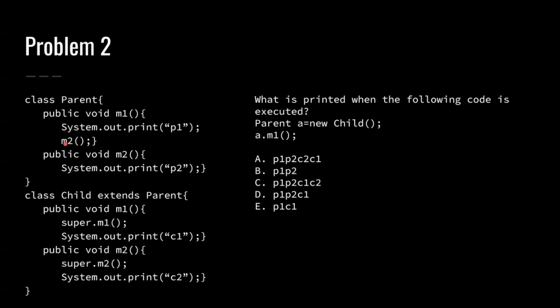All right, but anyway, we run M2, so we come to here, and this code right here says super.m2. So we come here and we print out P2. All right, and now this has finished. So therefore we can continue to this line. So now we print out C2, and now M1 has finished. So we print out C1. So overall we printed out P1, P2, C2, C1, which is A.